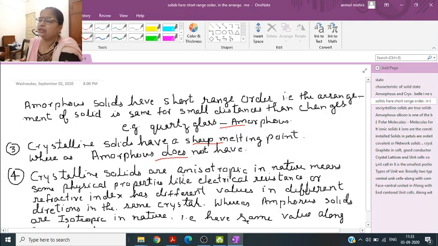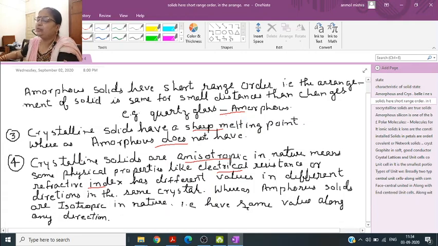Now, crystalline solids are anisotropic in nature. It means that some physical properties like electrical resistance and refractive index have different values in different directions in the same crystal, whereas amorphous solids are isotropic in nature. It means that they have the same value along any direction.